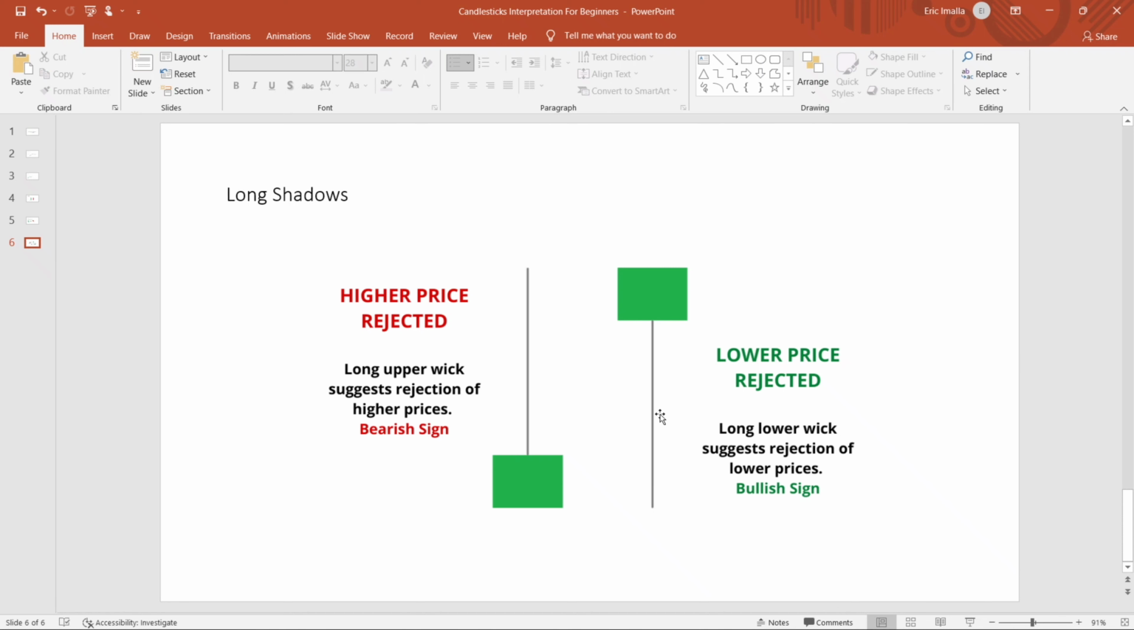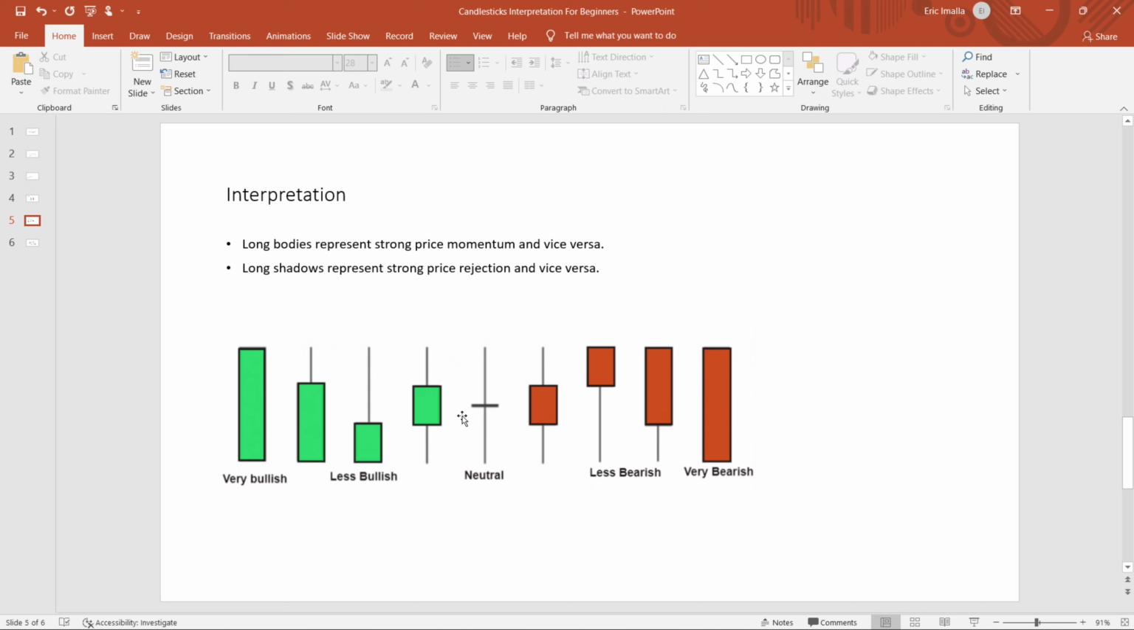So basically that is how you interpret candlesticks. It's very important to understand the interpretation of candlesticks, just as we've seen, because based on their sizes, you can determine whether the momentum is strong or weak, or whether the rejection is strong or weak. And not forgetting this candlestick, it has an equal length of the upside and the downside shadow. So it's a neutral candlestick, just showing that neither the buyers nor the sellers are in control.